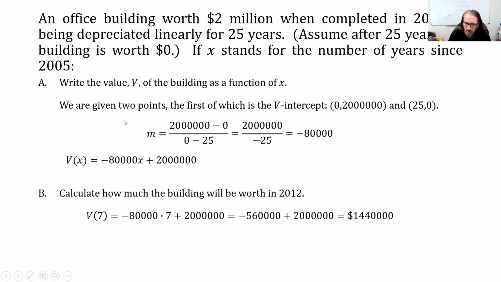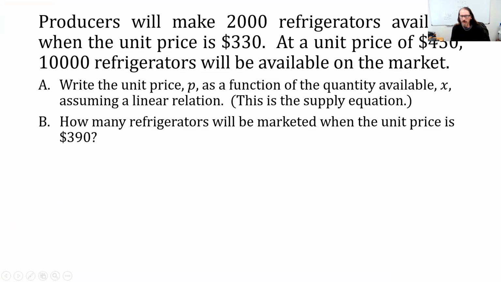In our next example, we're told that producers will make 2,000 refrigerators available when the unit price is $330. And then we're also told at a unit price of $450 that 1,000 refrigerators will be made available.